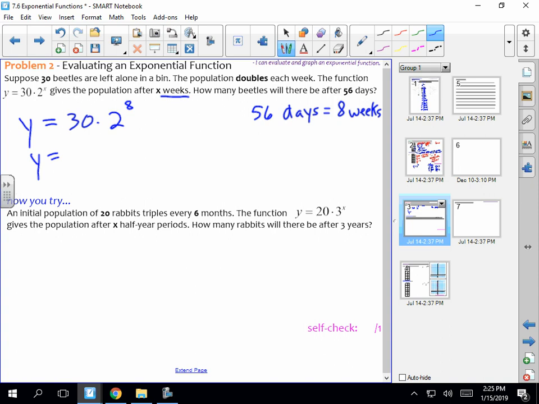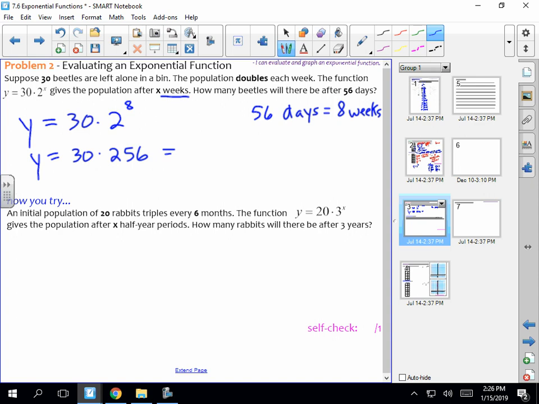So 2 to the 8th times 30. What's 2 to the 8th equal? That's a really big number. 2 to the 6th is 64. 2 to the 7th is 128. 2 to the 8th would be then 256. So just be aware that you need to do that 2 to the 8th separately.